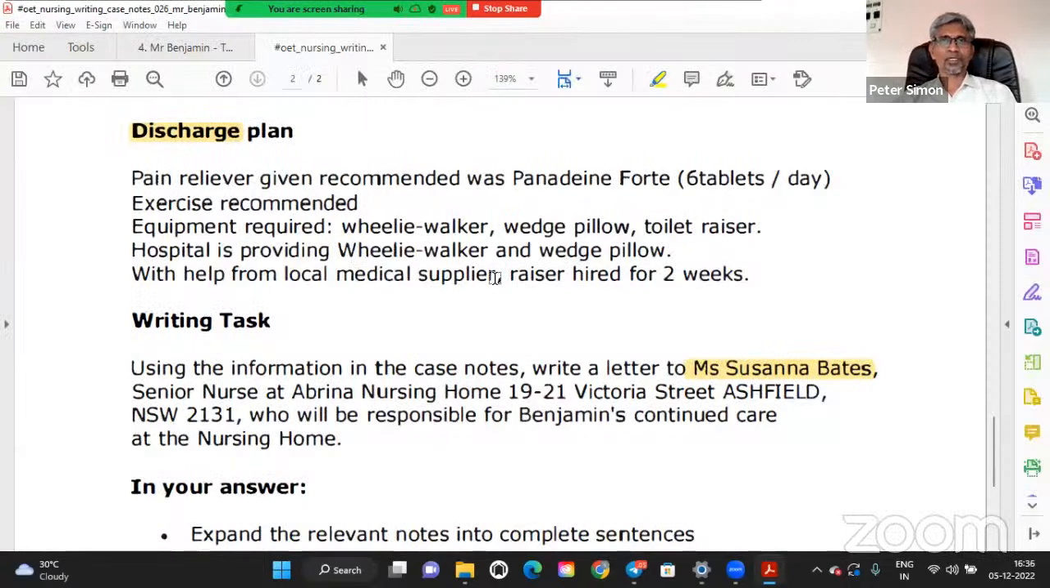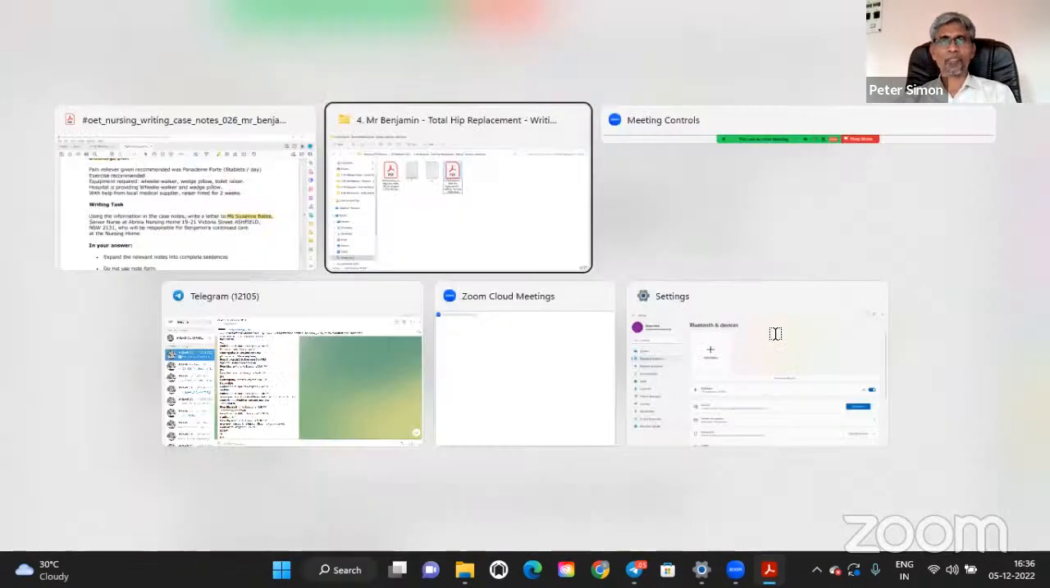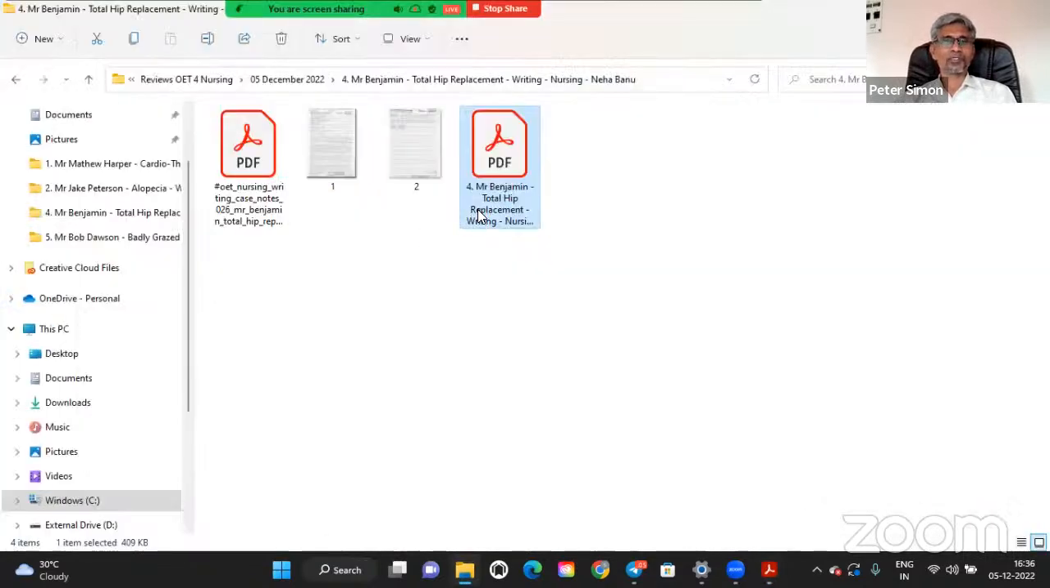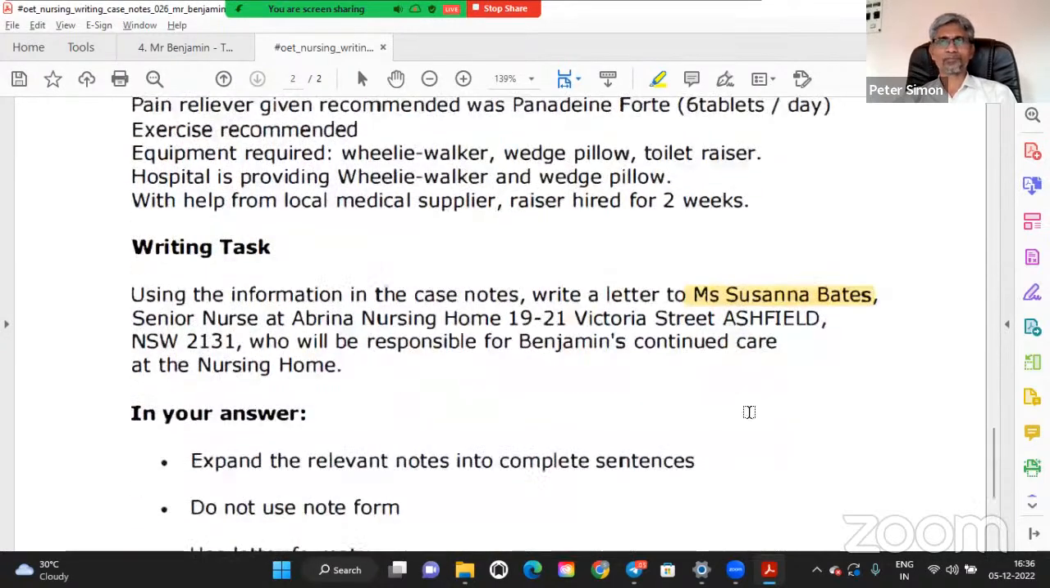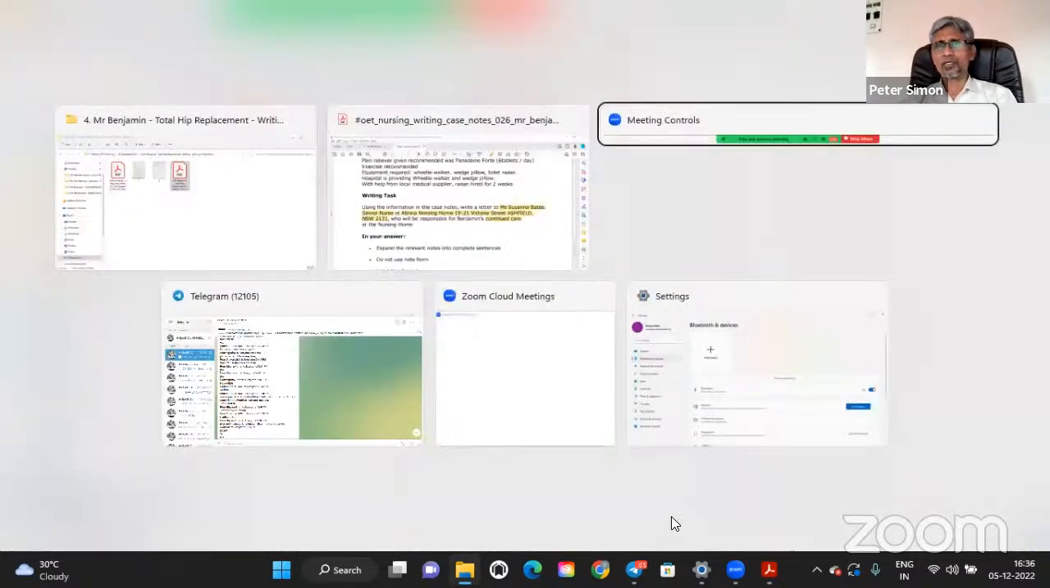So we have Miss Susanna Bates. This is case notes, Mr. Benjamin, and the candidate is Neha Banu from Hyderabad. Okay. Miss Susanna Bates, senior nurse, Abrina Nursing Home, 19 to 21 Victoria Street, then Ashfield, then New South Wales 2131. Okay, so he requires continued care or ongoing care at the nursing home. So she is discharged to the nursing home.